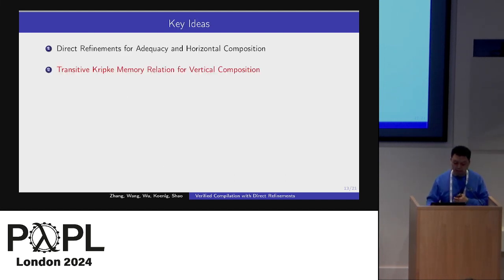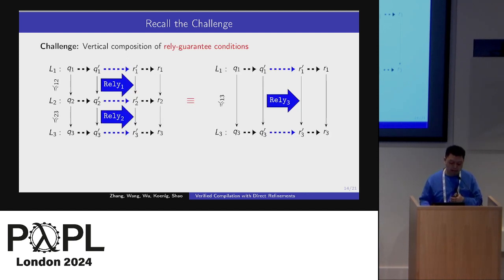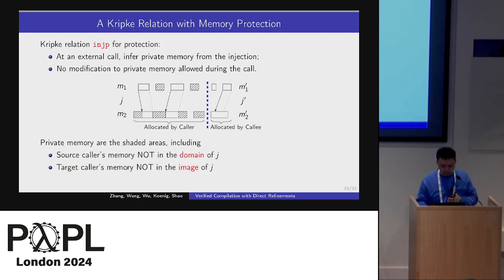Okay. So those are some basic concepts, but the difficult part is how you do the vertical composition of those direct refinements. And this relies on this notion of a transitive Kripke memory relation. Recall the challenge is that we have those individual refinements, how we can compose them into a single one. If you zoom into 2 consecutive refinements, it basically means you need to compose the rely-guarantee conditions into a single rely-guarantee condition. How this can be done, let's first take a look at how this memory protection is performed.